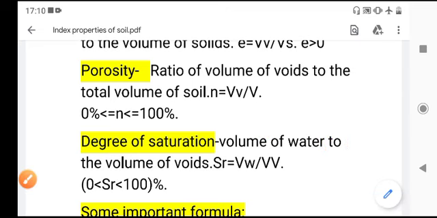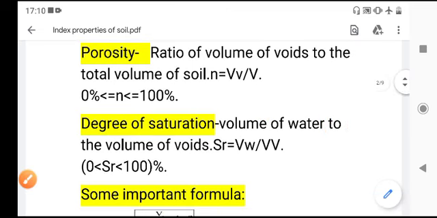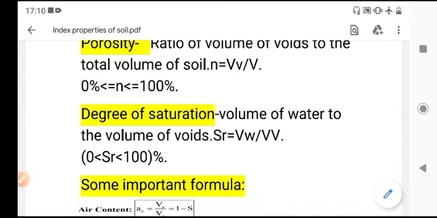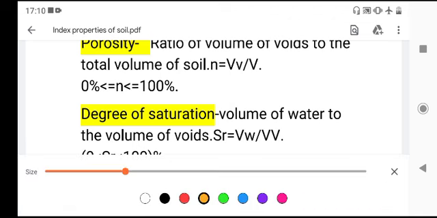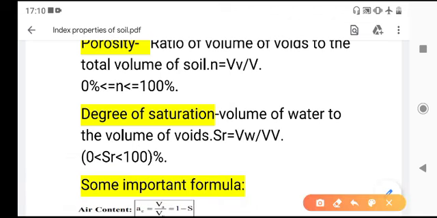Now, degree of saturation. The ratio of volume of water to the volume of voids is called degree of saturation. Its value lies between 0 and 100. For dry condition, S_r equals 0, and for fully saturated, S_r equals 100%.